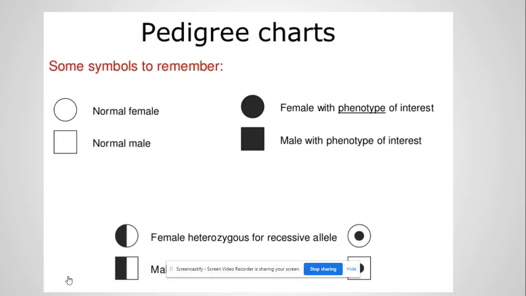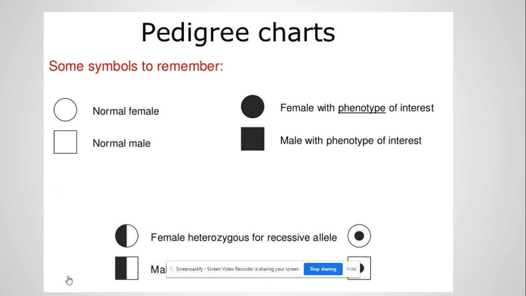If it is not shaded in, they do not have the trait that we are looking for. So the normal male and the normal female would not be shaded in. And if they have a specific trait that we're looking for, if the female has the phenotype for, say, blue eyes, then anyone that had blue eyes would be shaded in.